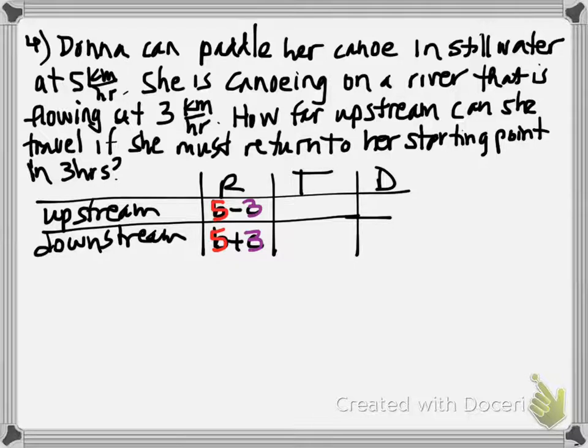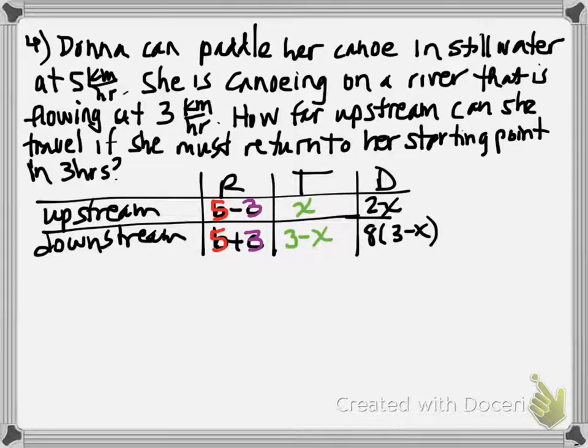But the question that they're asking us to solve for is distance. So since they want to know how far upstream, I want to solve for how long upstream. So if x goes with upstream, then 3 minus x will go with downstream. Now, in order to get the equation, all I have left to do is multiply straight across. And I don't have a distance number because that's actually what I'm solving for. So for the rate on upstream, 5 take away 3 is 2, and 2 times x is 2x. For downstream, 5 plus 3 is 8, times the time 3 minus x.